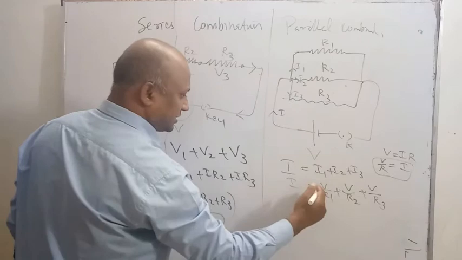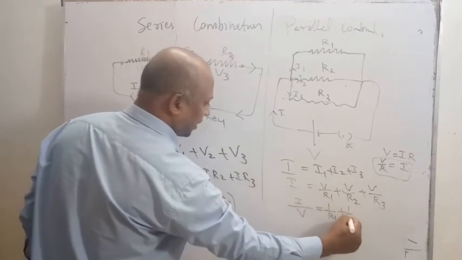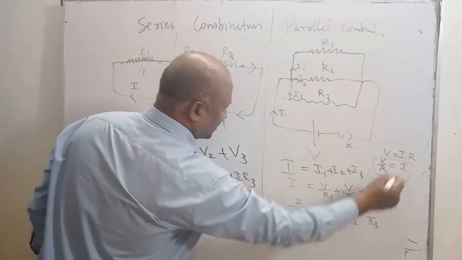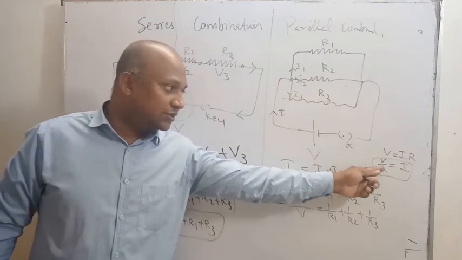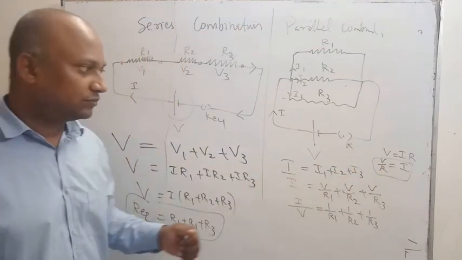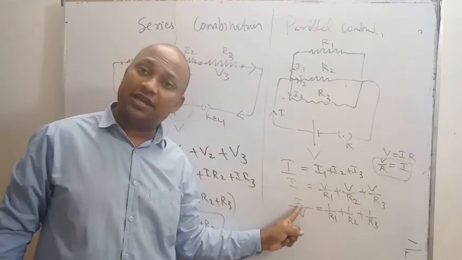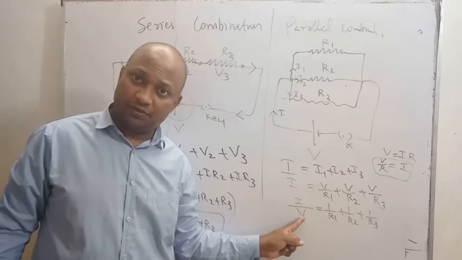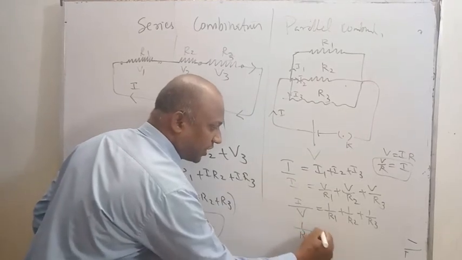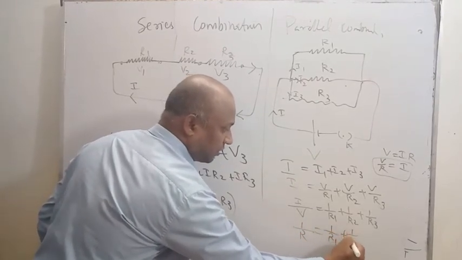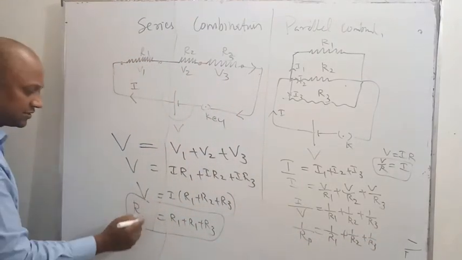And all this V you can take and put it here. So I upon V is equal to 1 upon R1 plus 1 upon R2 plus 1 upon R3. And you see V upon I is equal to R. Here it is I upon V, so if we take the reciprocal of V upon I, we get 1 upon R. So it is very clear, 1 upon R is equal to 1 upon R1 plus 1 upon R2 plus 1 upon R3. So this is R parallel and this is R series.